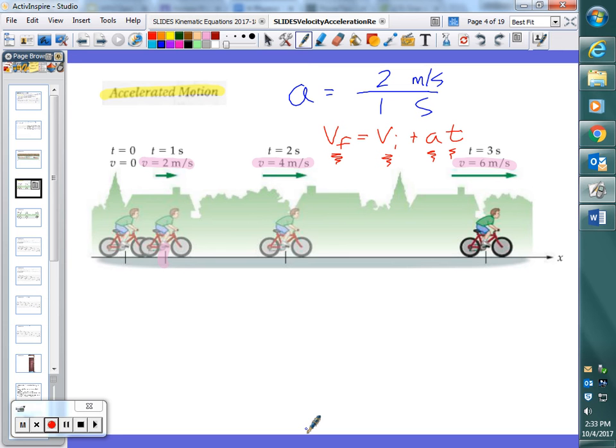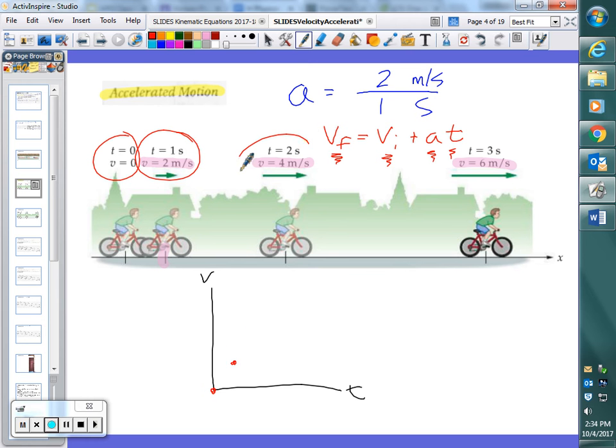This is going to look like what on a velocity versus time graph? It's going to look like a straight line. Not a horizontal line, but a straight line. Here, I can draw it. If this is velocity and this is time, at 0 seconds, the velocity is 0. At 1 second, that velocity has jumped to 2. At 2 seconds, the velocity jumped to 4. At 3 seconds, the velocity jumped to 6. If we connect the dots, which I know we're not supposed to do, we end up with a straight line.